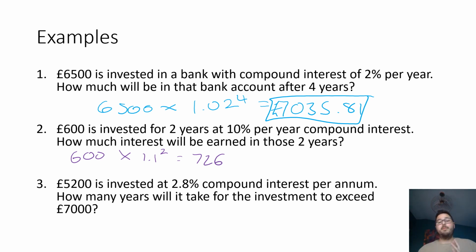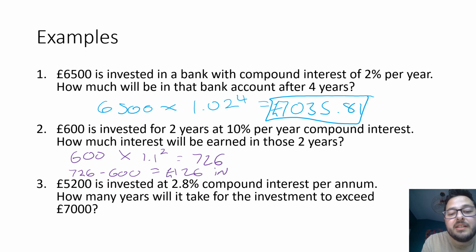Now that is the new amount in the account, but they're asking us how much interest will be earned. So to work out the interest, we would just want to do 726, take away the original amount, and that is £126 interest. Okay, so that's how much extra money is there in the account.